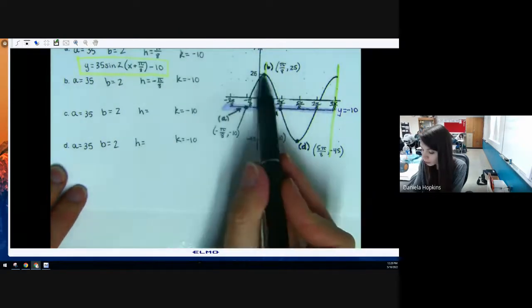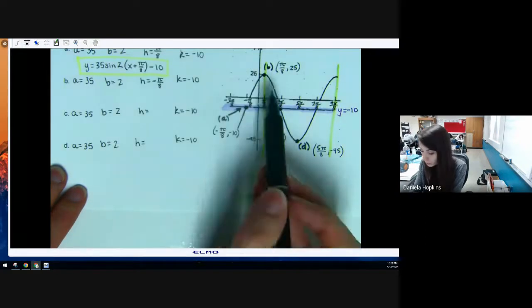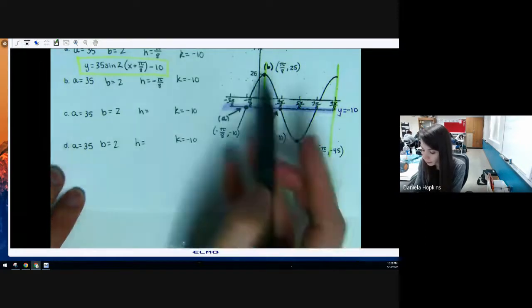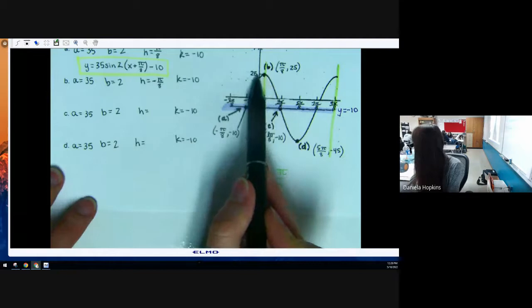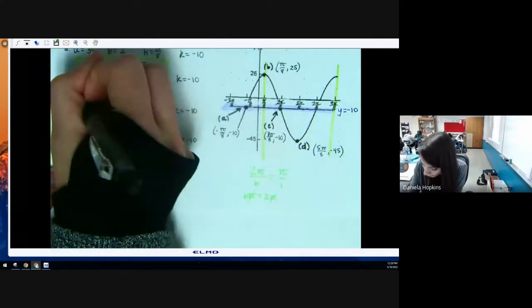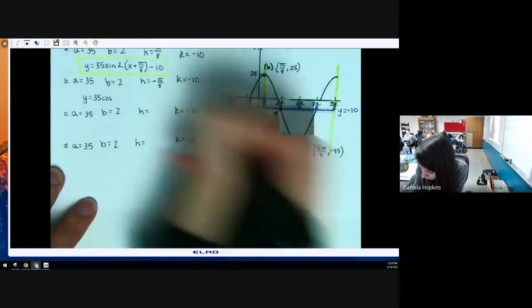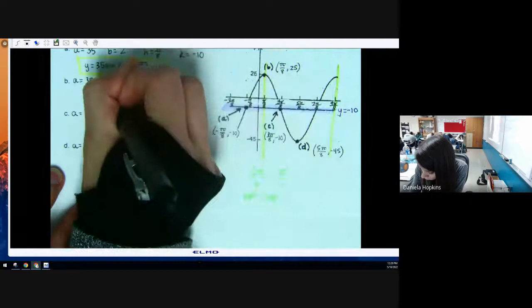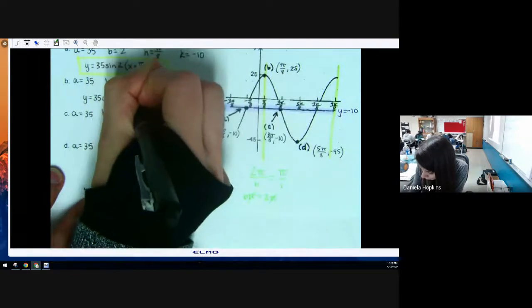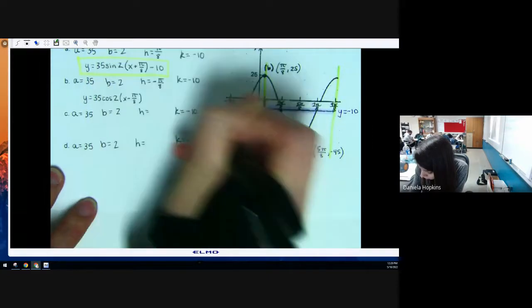And what kind of function is it? Sine or cosine? Cosine. And is it positive or negative? Positive. Cosine, if it's on the positive amplitude, it's a positive cosine. So I would have y equals 35 cosine of 2 times x minus pi over 8, minus 10.